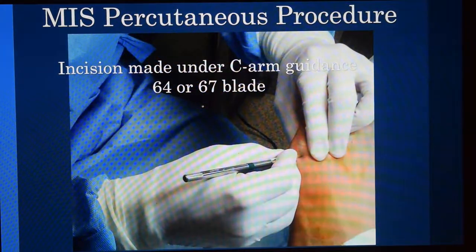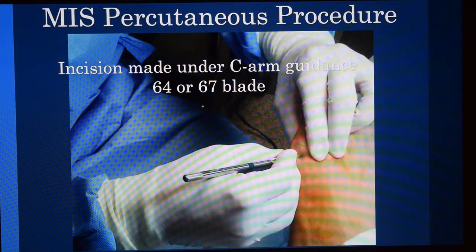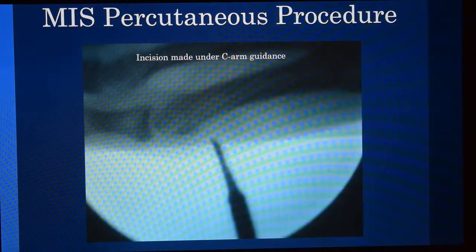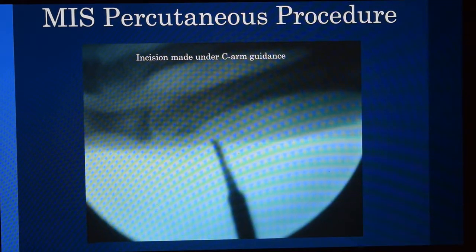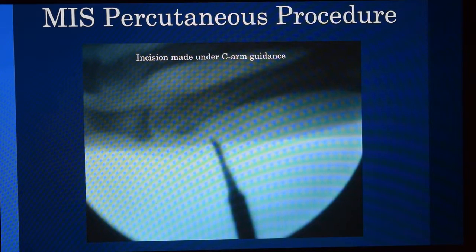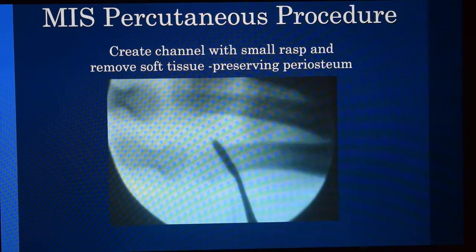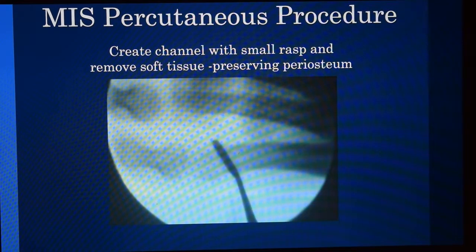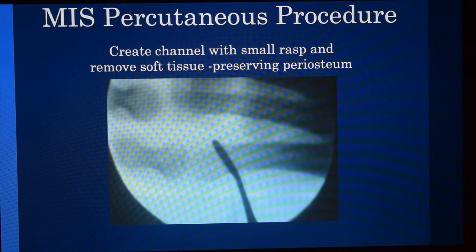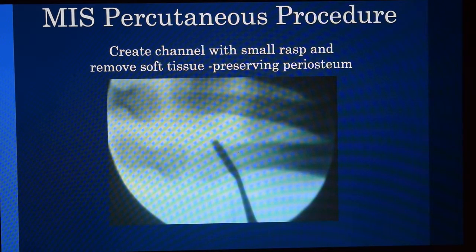So this is how the procedure is performed. You do the procedure under the C-arm. You make an incision with C-arm guidance with a 64 or 67 blade, looking at where you're going to make the actual cut into the bone. This is also performed under the C-arm. You can see the view here. Once that incision is made, you deepen this and create a channel for your rasp. With your rasp, this is the channel you're going to be creating for your burr. You remove the soft tissue. You want to try to preserve the periosteum.